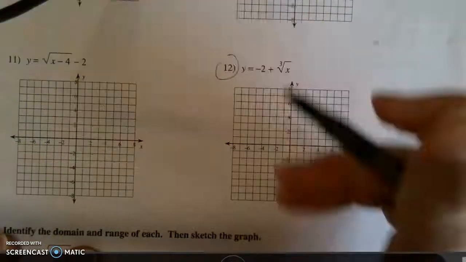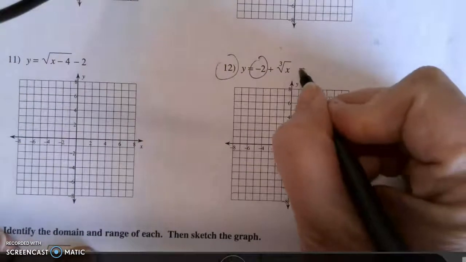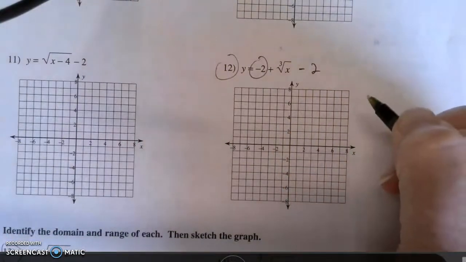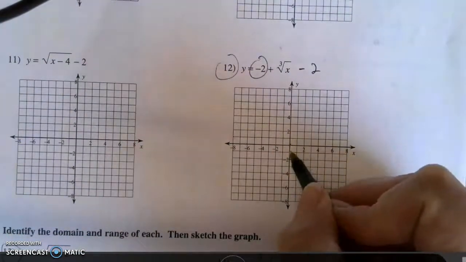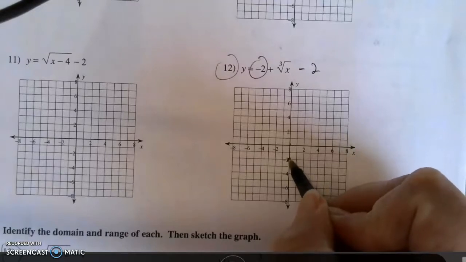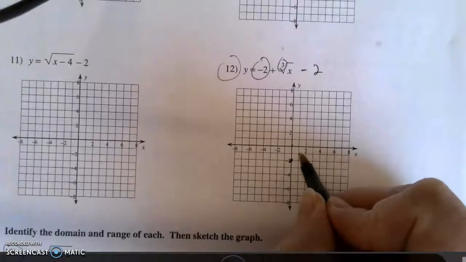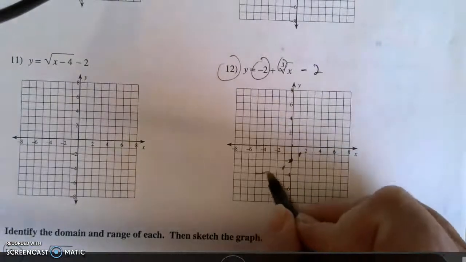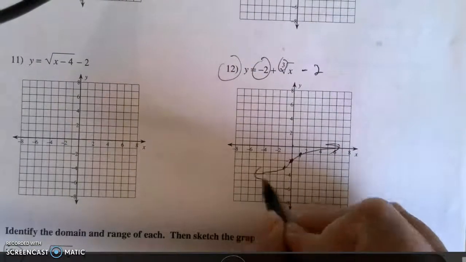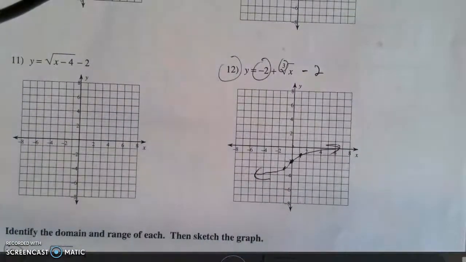Okay, again, this one is written funny. It should be -2 over here. So it starts here. I'm going to go down 2. I'm not moving right or left. It's a cube. So there it is.